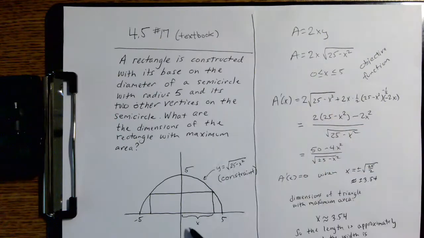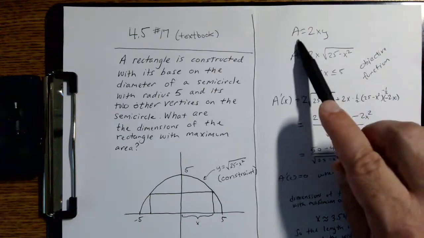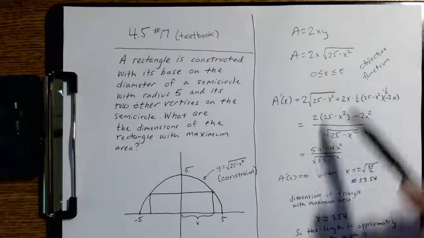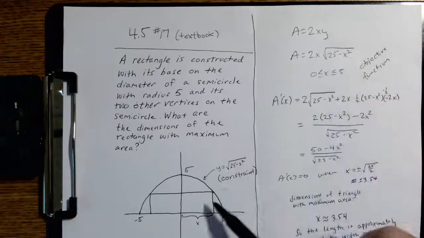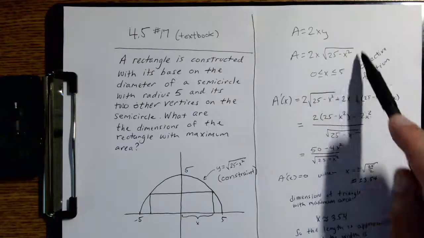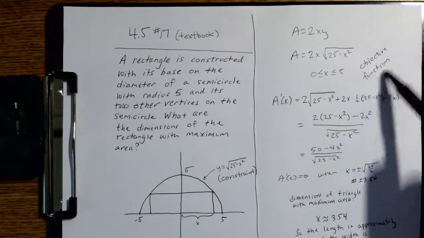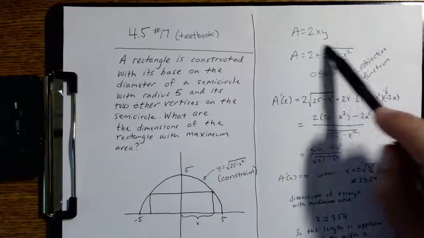So the area, based on my x and y here, would be 2 times x times y. Now I did a substitution here using this constraint to get this area in terms of one variable. Now that's referred to as the objective function, this area.